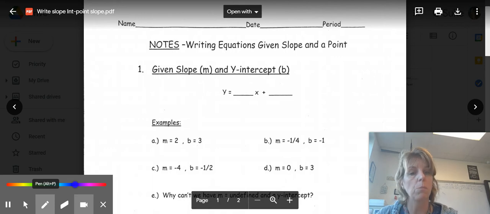In the previous lessons, you've been handed an equation and had to graph from it. Now you're going to be given information. You're going to be given a slope and a point. And given a slope and a point, you need to write the equations in both slope-intercept and point-slope form.